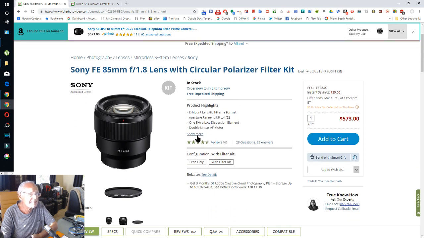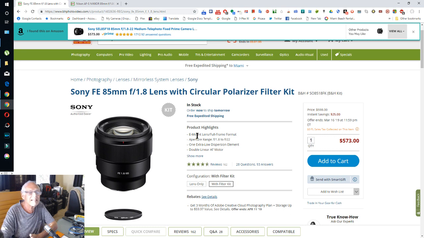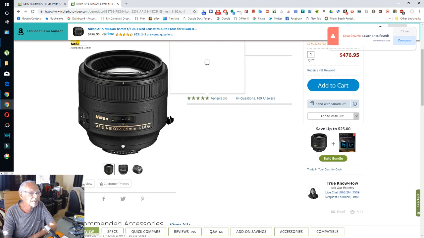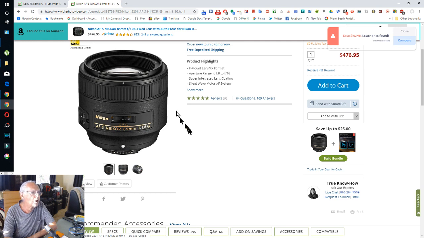85 1.8. Everybody says that it's a very sharp lens, very high quality, for a reasonable price if we compare with the other lenses of Sony, because this one is only $573. And I compared it with the D850, with another very famous lens for Nikon this time. It's the 85 millimeters 1.8. This one is a little bit more compact.